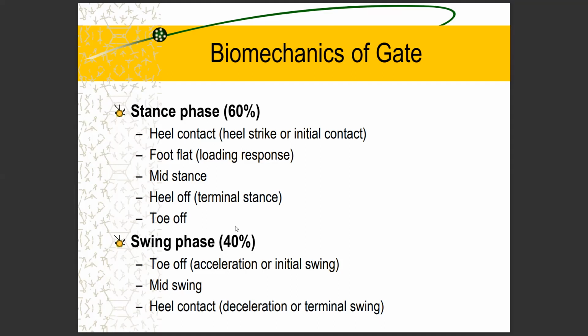The swing phase, which makes up 40% of the total gait, has three subphases, which we call acceleration, mid swing, and deceleration. The acceleration or initial swing is also known as the early swing, and that starts after the toe off. Then there is the mid swing, and then there is another heel contact.